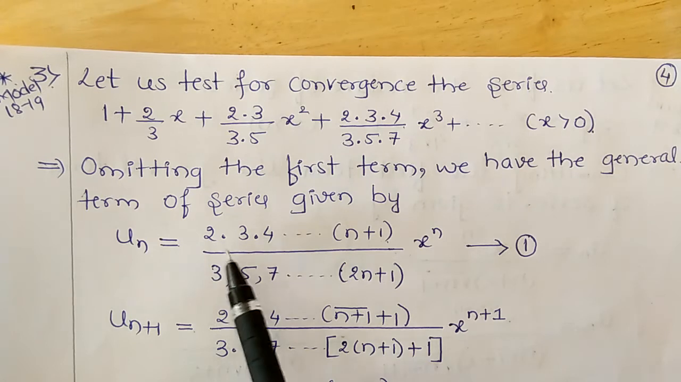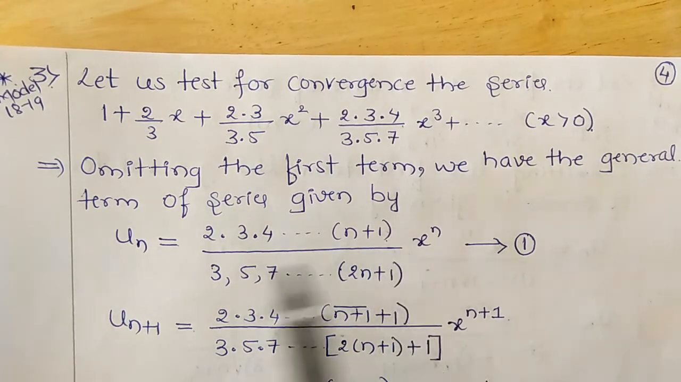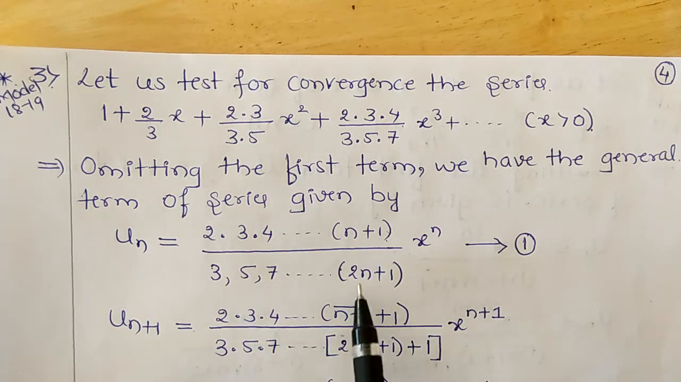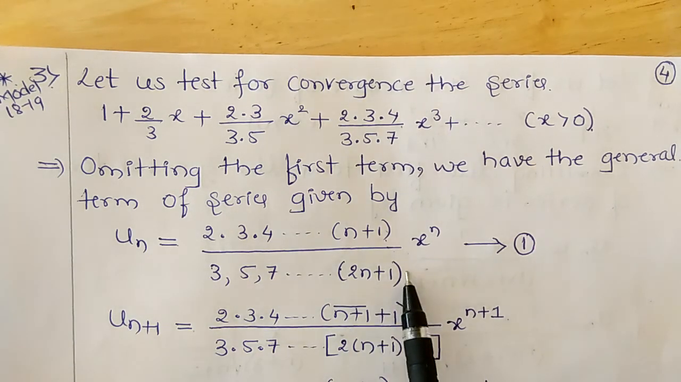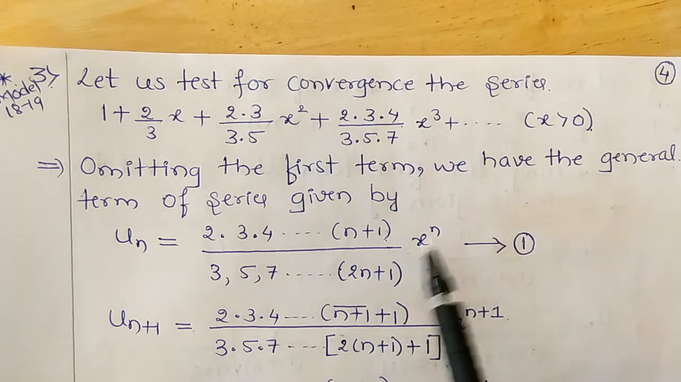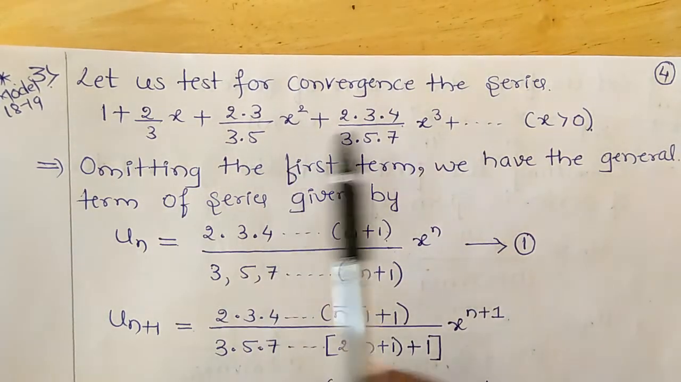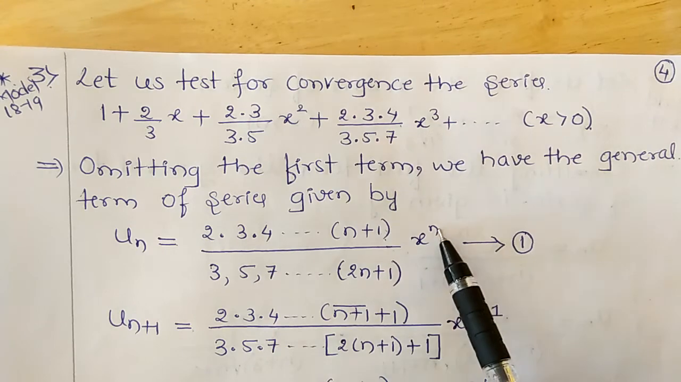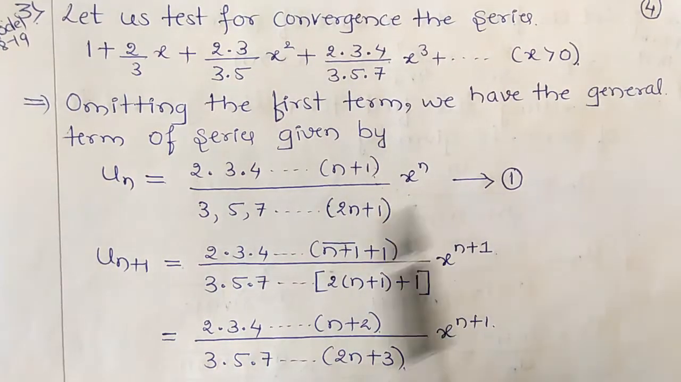So un is 2, 3, 4 up to n plus 1, whole divided by 3, 5, up to 2n plus 1. It starts from 3, so the nth value is 2n plus 1, into x raised to n, because x, x square, x cube is there, so x raised to n is the general form.